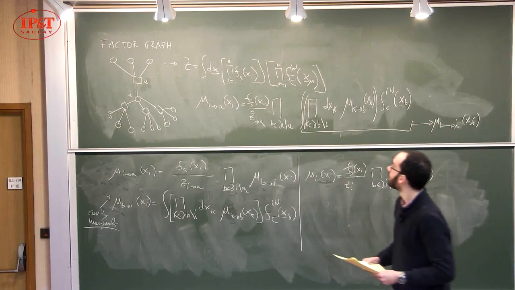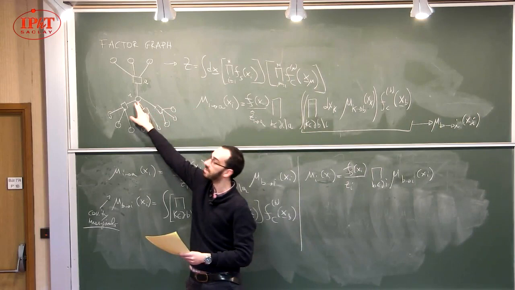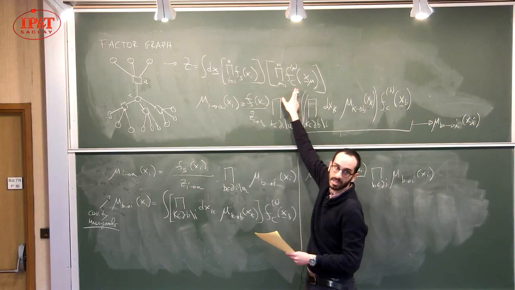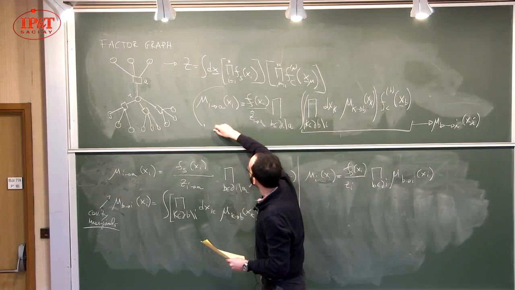Ah, so this is, you can write down the partition function as a term that acts on single sites. And then you have terms that are coupling a set of variables. So this is a kind of magnetic field term. So if you have, for example, the Ising model, this is just e to the h_i, that is a local field on the site i, x_i.